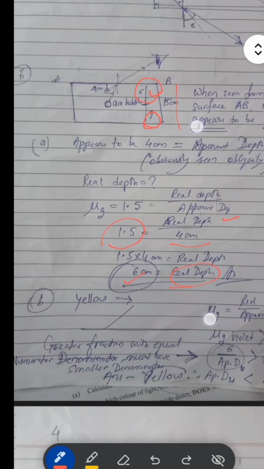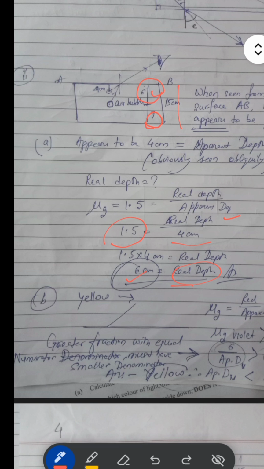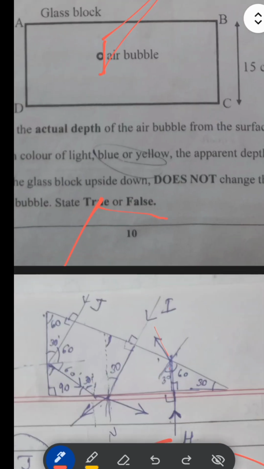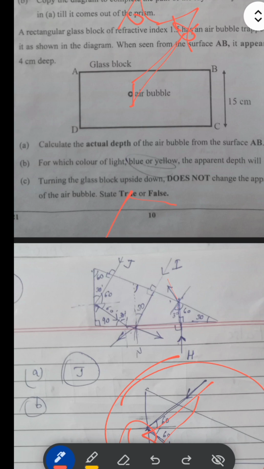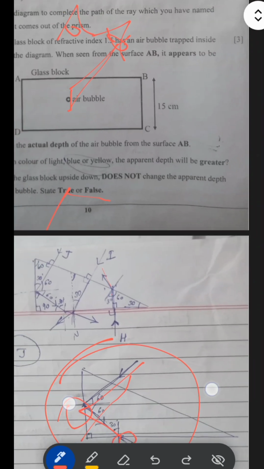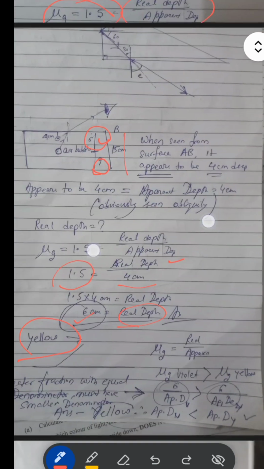Okay, now what was the second part? B. What was the question for that? The answer for that is yellow. The question was, let us see the question. The question was, for which color of light, blue or yellow, the apparent depth will be greater? The answer is yellow.